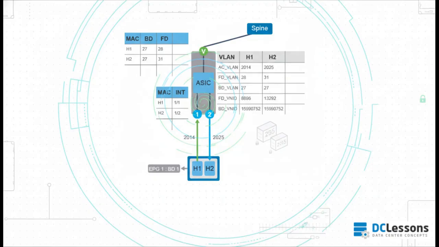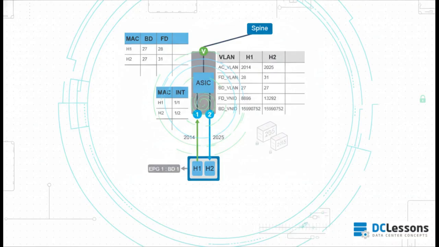So let's go back to our local switching example. H1 sends a frame, and it's tagged with its local VLAN, 2014. The switch gets it. It knows that H1 and H2 are in the same bridge domain, but its configuration also says that H2 is expecting traffic on a different VLAN, 2025. So what does it do? It just handles it. It gets the frame on 2014, does its lookup, and before it sends it out to H2, it just swaps the tag to 2025.